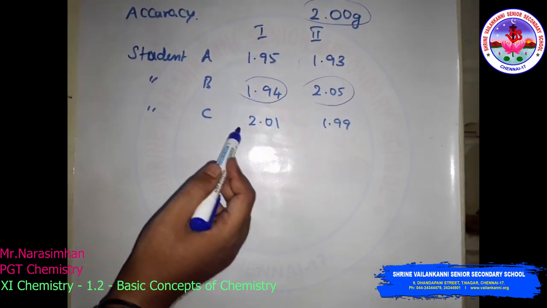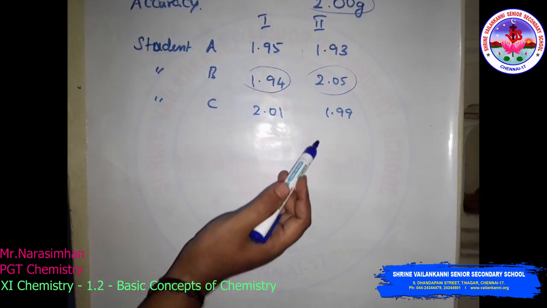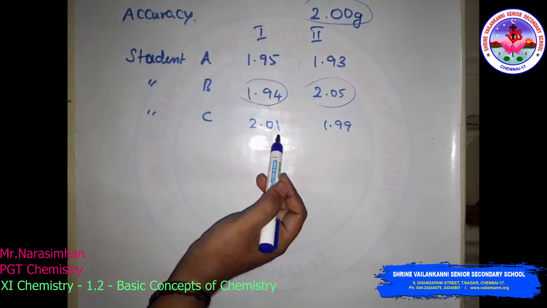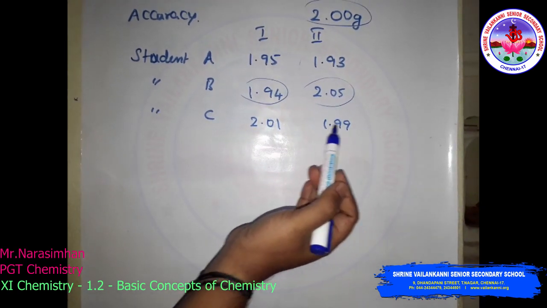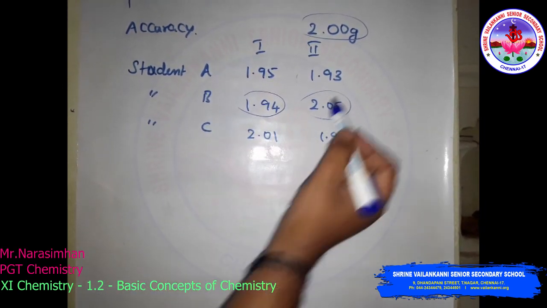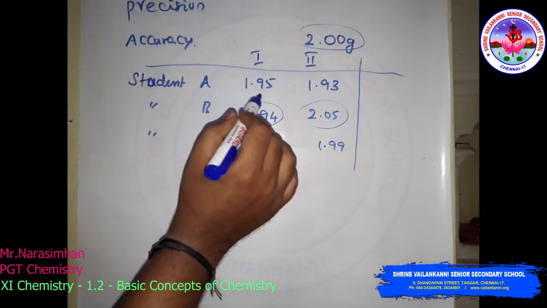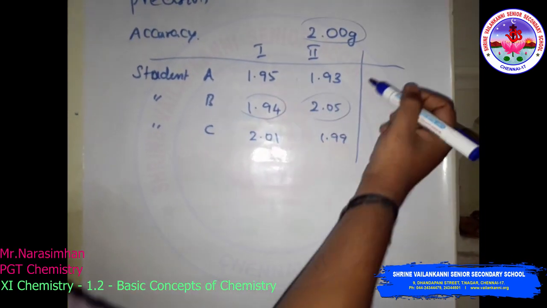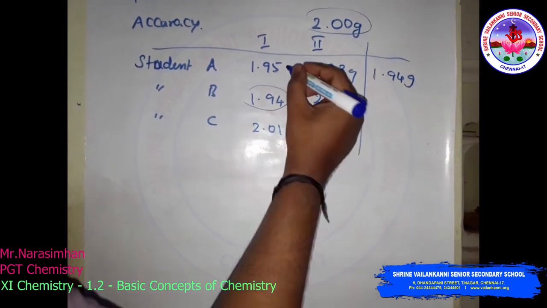Then look at student C: 2.01 and 1.99. These values have both precision and accuracy. To get the mean you have to take the average. So the average of 1.95 and 1.93 will become 1.94 gram. So all are in grams. Okay.